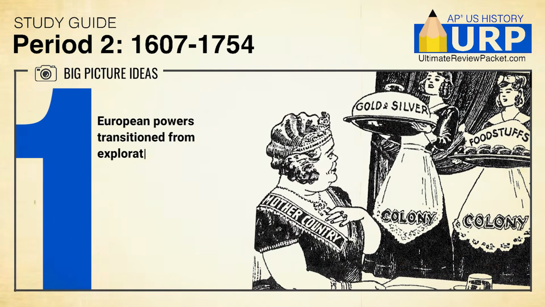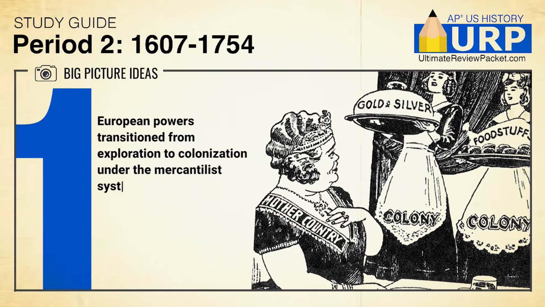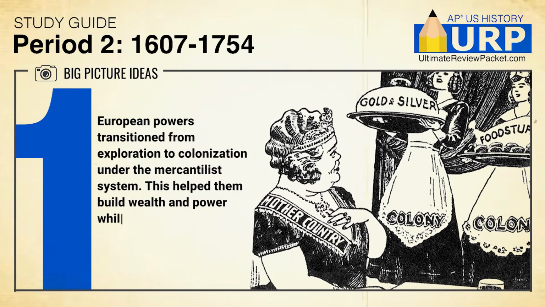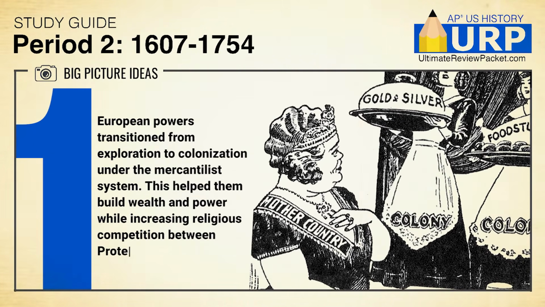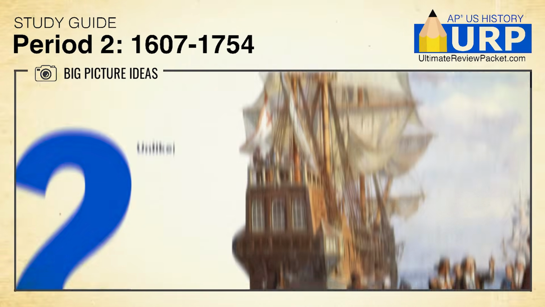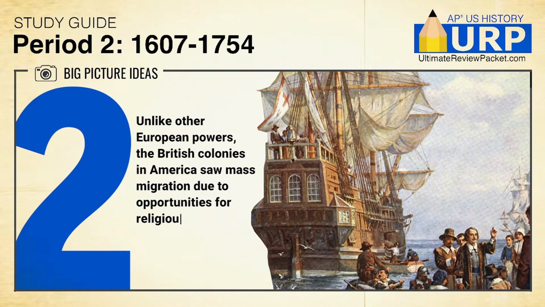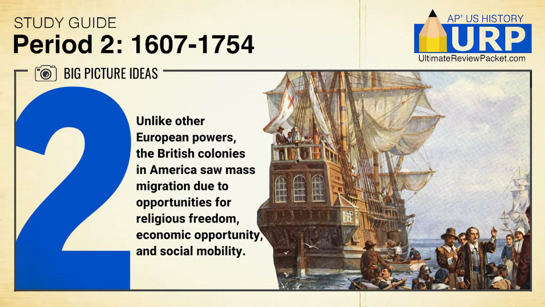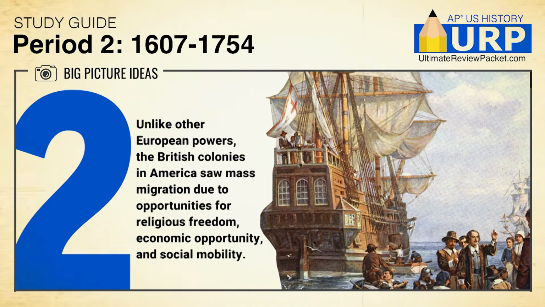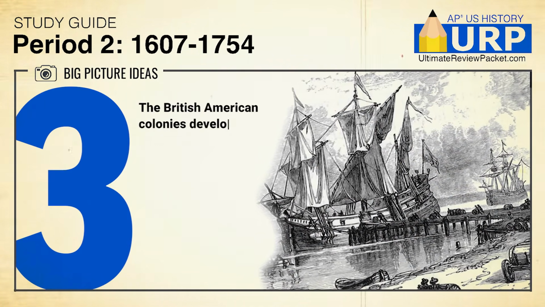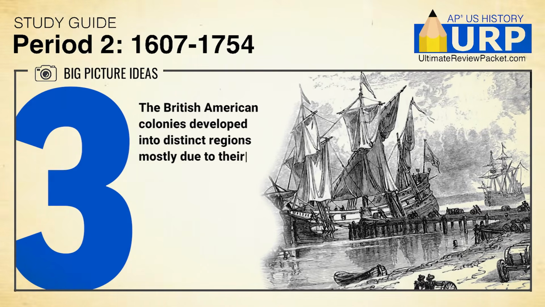There are 5 big picture ideas that you want to remember from Period 2. First, European powers transitioned from exploration to colonization under the mercantilist system. This helped them build wealth and power while increasing religious competition between Protestants and Catholics. Second, unlike other European powers, the British colonies in America saw mass migration due to opportunities for religious freedom, economic opportunity, and social mobility. Third, the British American colonies developed into distinct regions, mostly due to their geography.